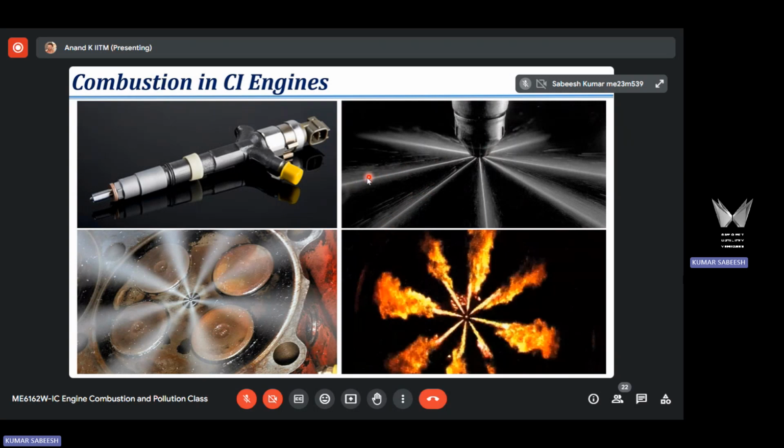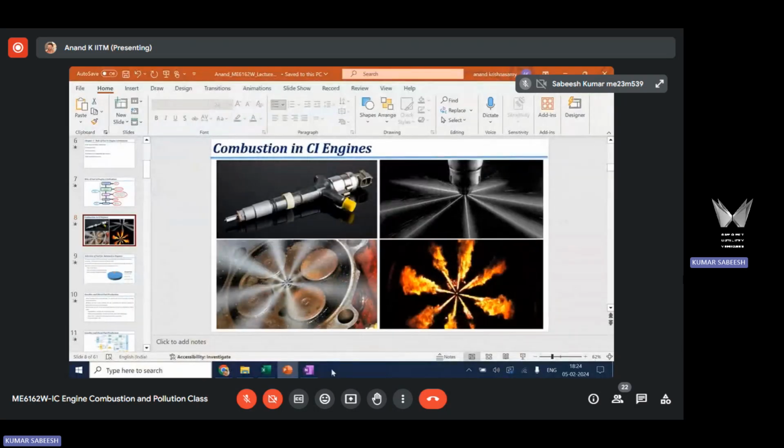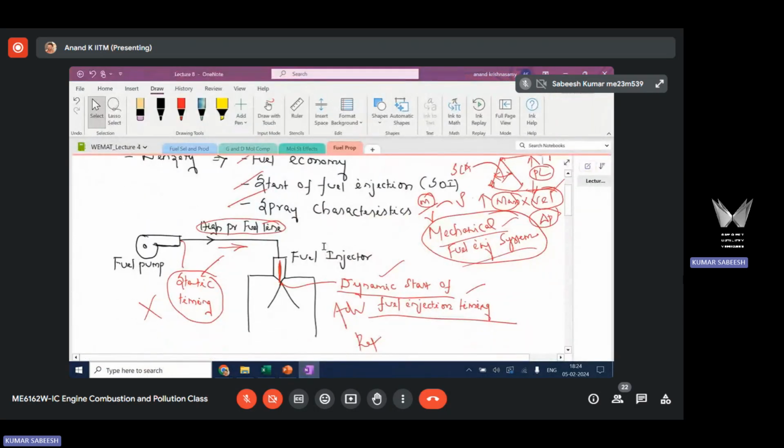What will happen with the high spray momentum and more penetration? It may go and hit the cylinder wall. You know, wall is the cooler region in the combustion chamber, right? Because near the wall, you circulate the coolant. So what will happen? Like I have shown in a sketch here, if the spray momentum is more, the spray will go and hit the wall. Once it hits the wall, it will form a film, like I have shown here.